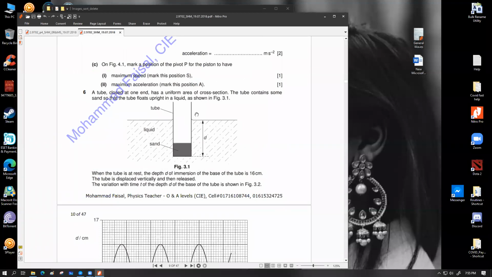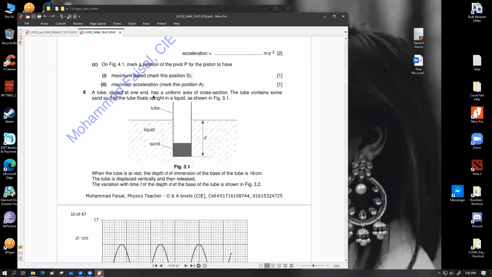Okay. Number 6 is the question where we are also having an oscillation case. We have filled up a tube with sand, and we're going to make it oscillate in water. Very good. Let's have a look at the question.